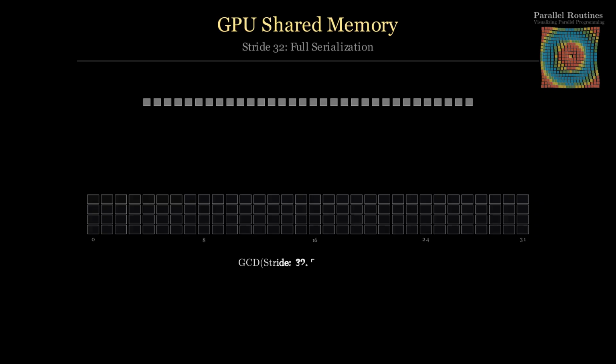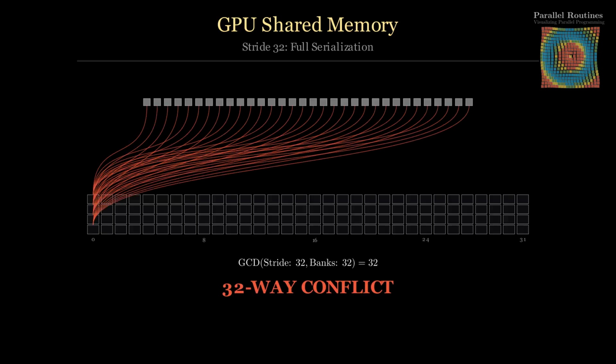Stride 32 demonstrates the worst-case scenario: full serialization. Every single thread maps to the same bank, bank 0. With a GCD of 32, all threads form a 32-way conflict. The hardware has no choice but to serve each request sequentially. What should take 1 cycle now requires 32 cycles, a catastrophic 32 times slowdown. This is why power of 2 strides, especially multiples of 32, must be avoided at all costs.